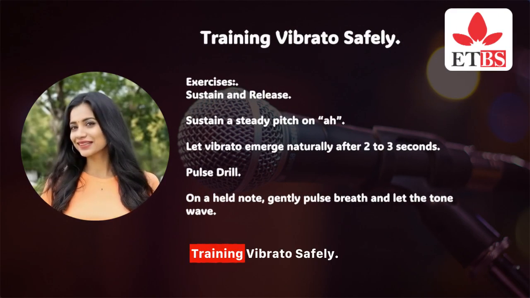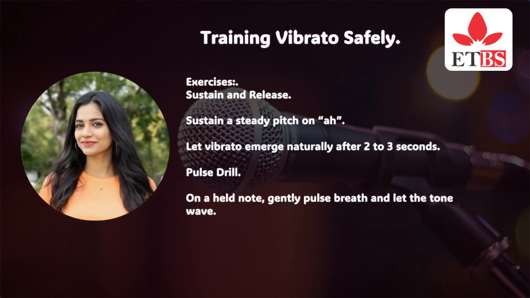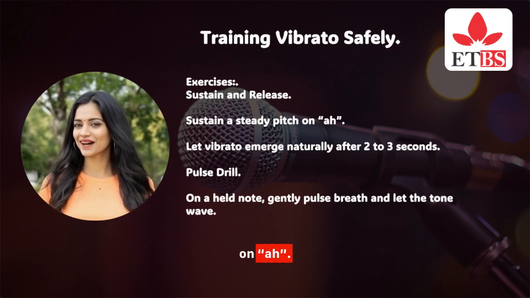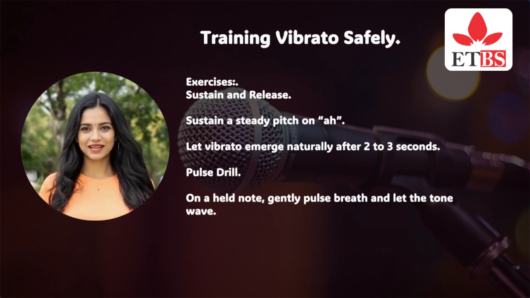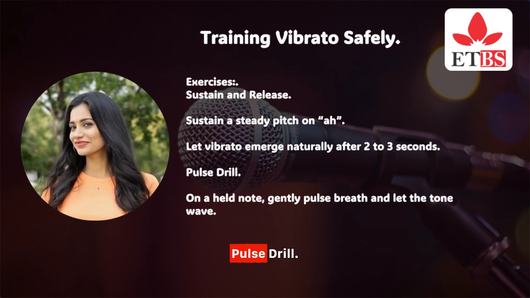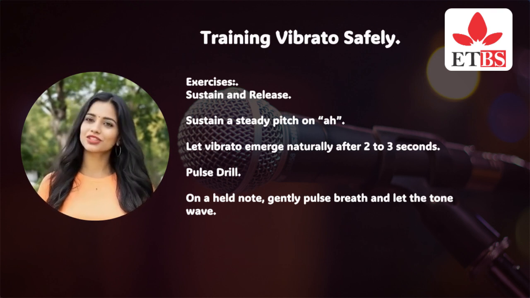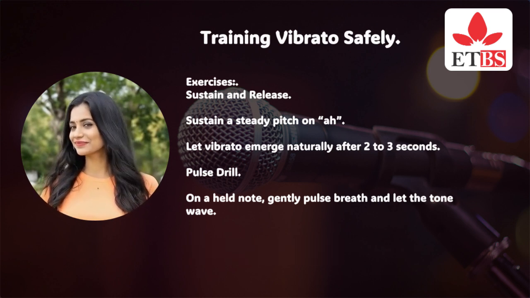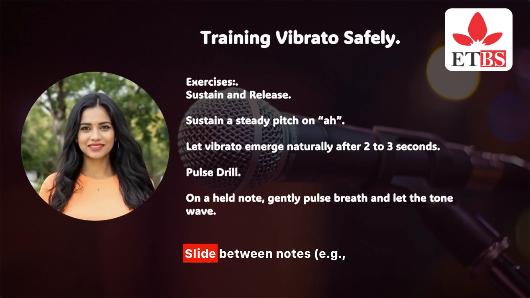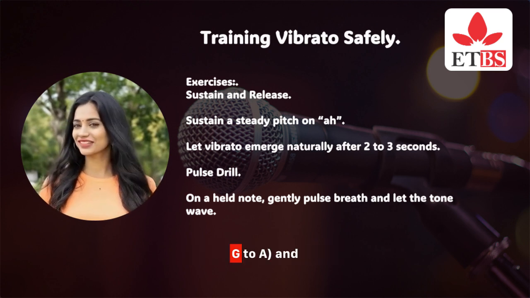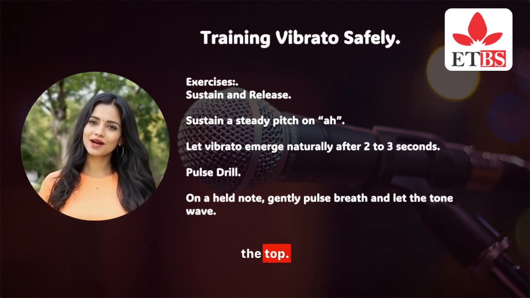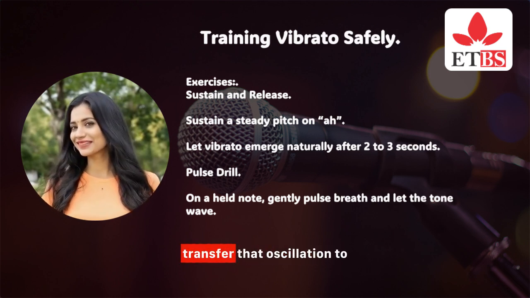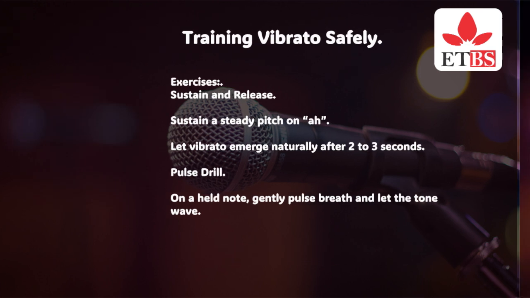3. Training vibrato safely. Exercises. Sustain and release. Sustain a steady pitch on ah. Let vibrato emerge naturally after 2 to 3 seconds. Pulse drill. On a held note, gently pulse breath and let the tone wave. Gradually let it become automatic. Vowel slides. Slide between notes, e.g., G to A, and let vibrato occur at the top. Lip trill vibrato. Trill a pitch, then transfer that oscillation to vowel sounds.